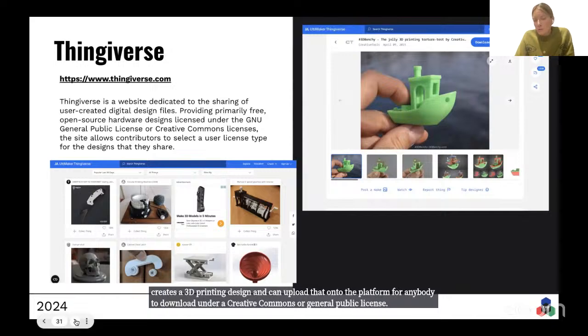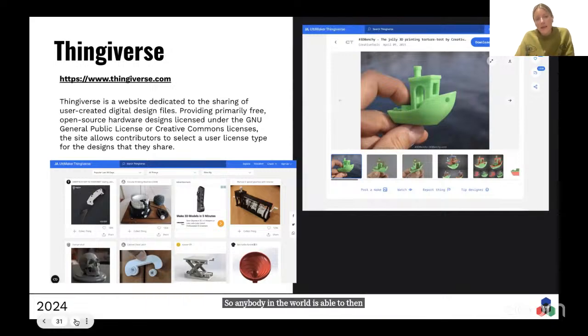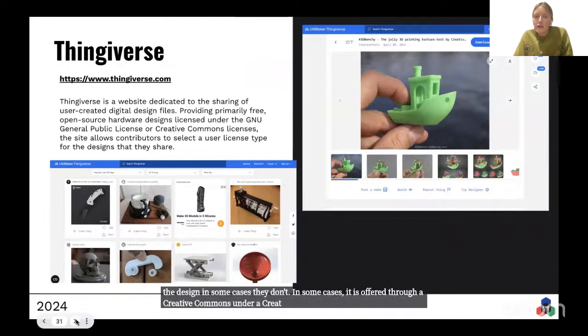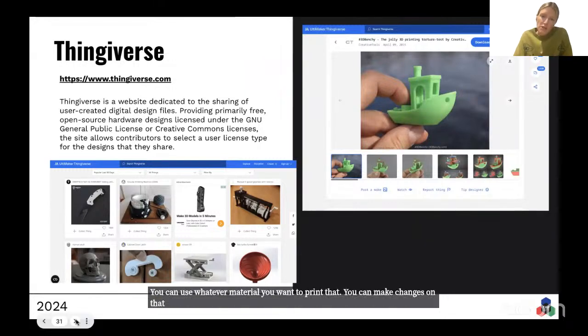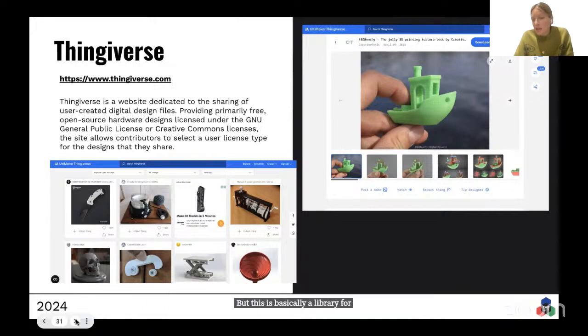So anybody in the world is able to then go online. They, in some cases, pay a fee to download the design. In some cases, they don't. In some cases, it is offered under a Creative Commons license, which is free. And then you can use your 3D printer to print the design. You can use whatever material you want to print that. You can make changes on that design before you print it using software. But this is basically a library for multiple designs to be shared, uploaded, remixed if you wish to, and then utilized.